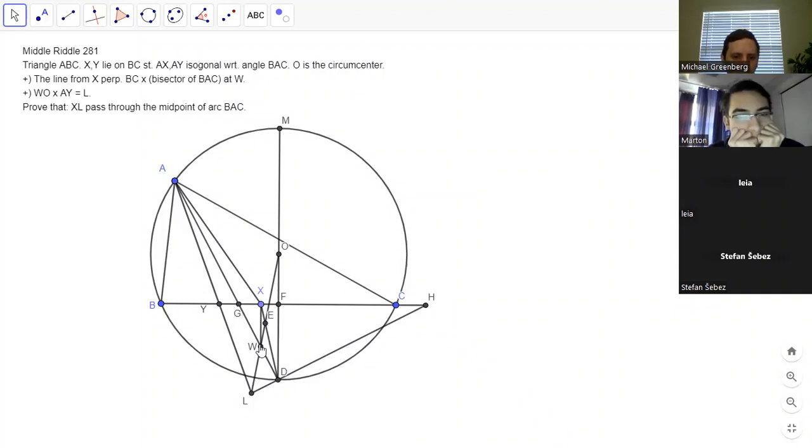I'm trying to see if I can find a right angle that I can use. Because one way we could show things are harmonic is by finding a right angle between two of them, and then finding an angle bisector.